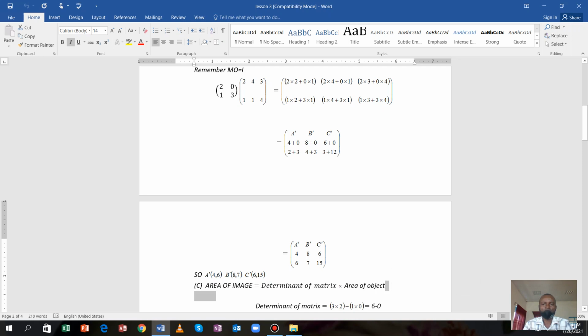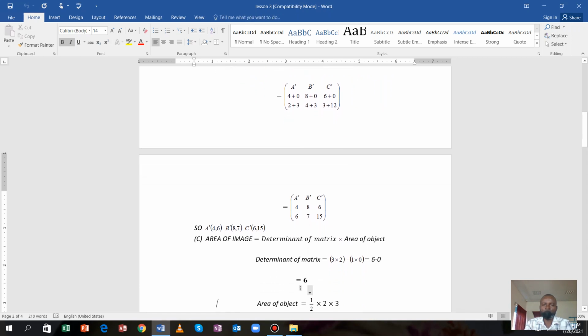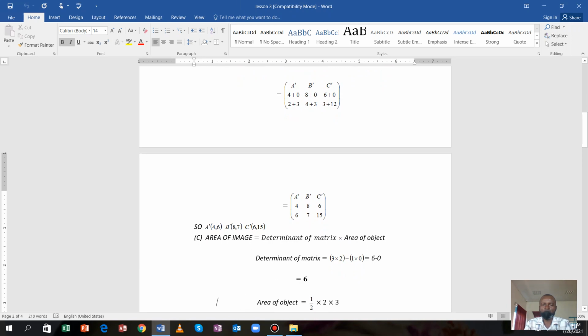if you find the area of the object, it will be, now let's first find the determinant of the matrix. It was 2, 0, 1, 3. So I'm giving the way of getting determinant, which you already know, which is 3 times 2, product of the leading diagonal minus product of the main diagonal. 3 times 2 is 6, minus 1 times 0 is 0. So you end up getting 6 as the determinant.